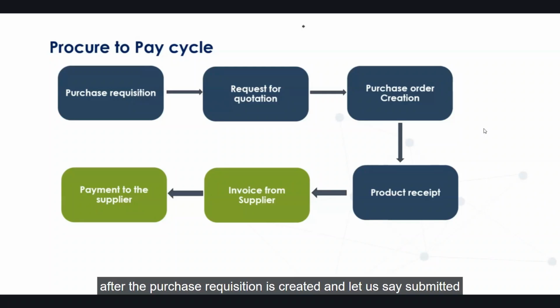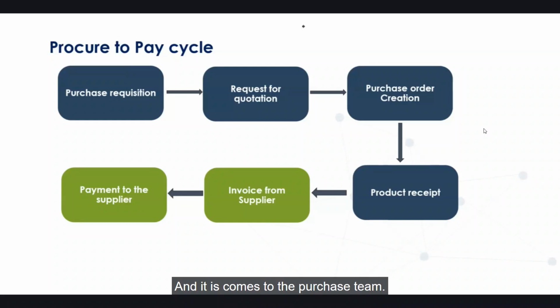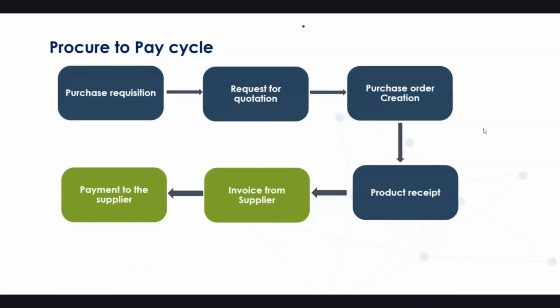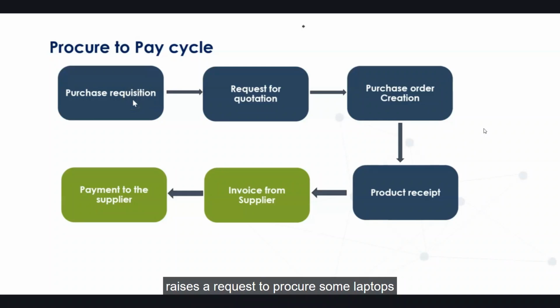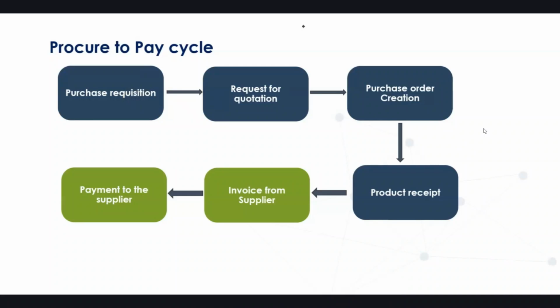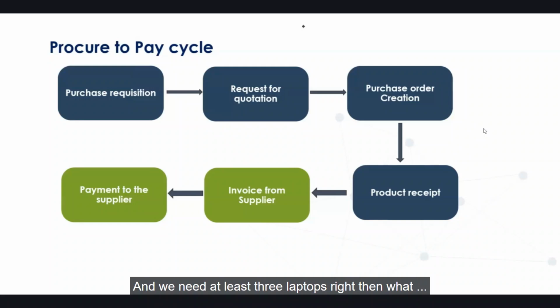Then after the purchase requisition is created and submitted, and it comes to the purchase team, that is where the purchase team requests a quotation, right? Why? Just think about it. The HR team raises a request to procure some laptops, and we need at least 3 laptops, right? So then what happens?